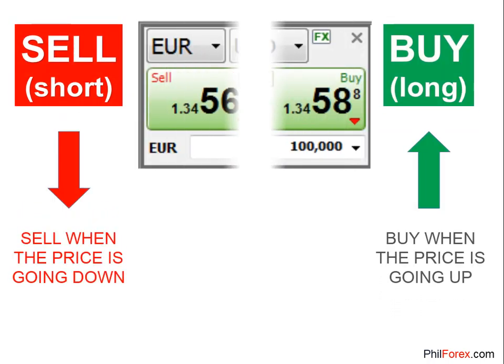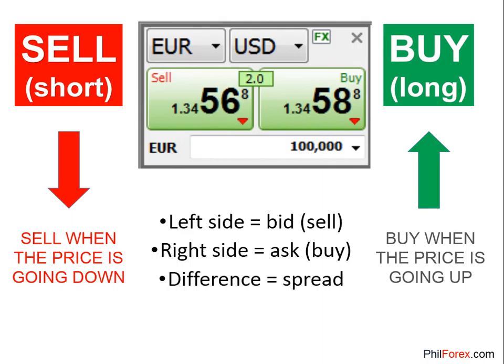Now, for the Forex market, the golden rule is we buy when the prices are going up and we sell when the prices are going down. That's the golden rule. Okay? You buy when the prices are going up and you sell when the prices are going down. Okay? Because that's buying low, selling high, and selling high, buying low.